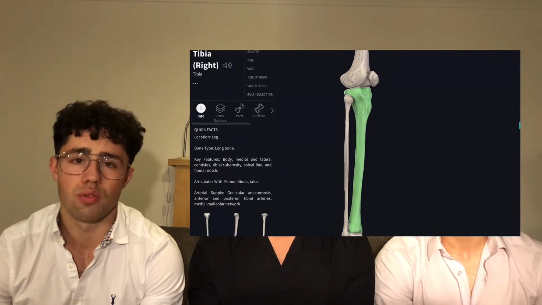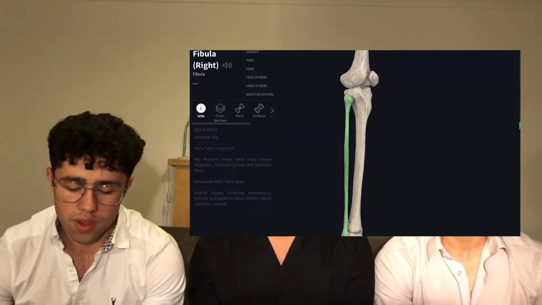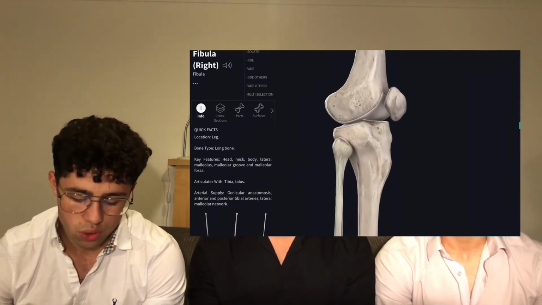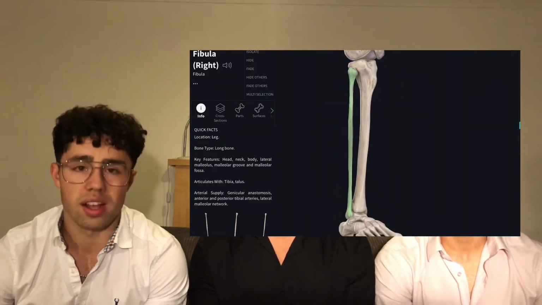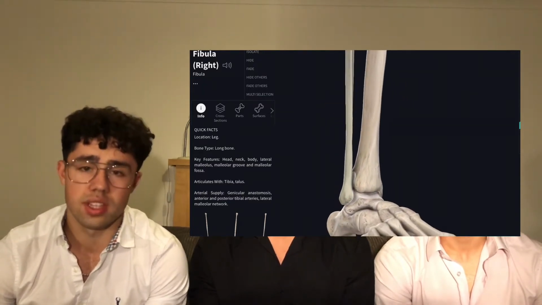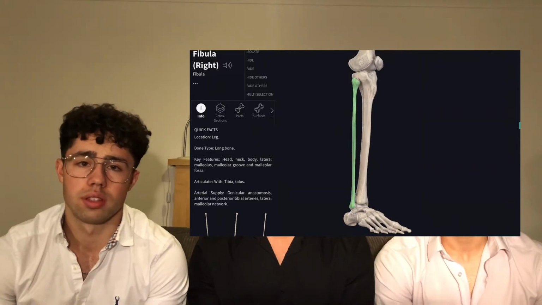Now, we'll have a little look at the anatomy. As you can see, the lower leg was affected. This consists of the tibia and the fibula. They both articulate at the knee joint and the ankle joint. In this case, both bones were affected.